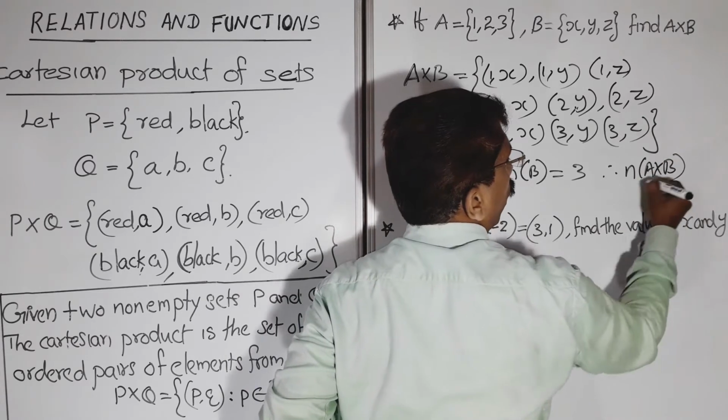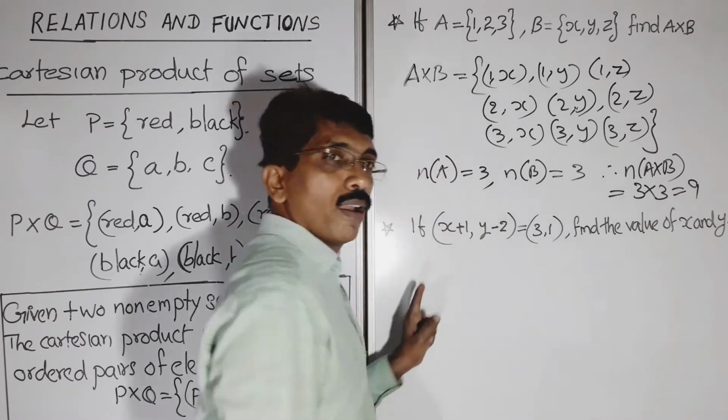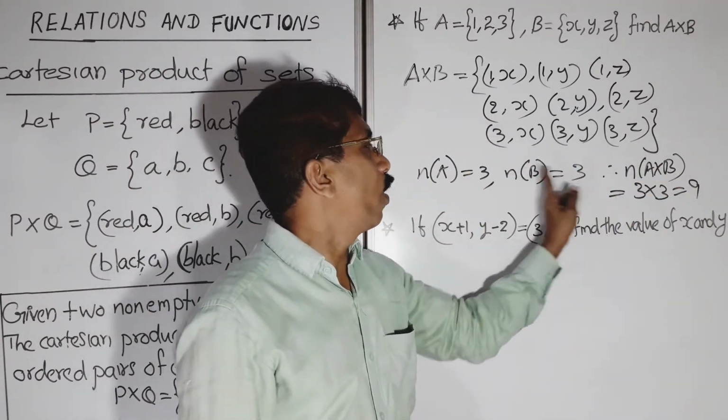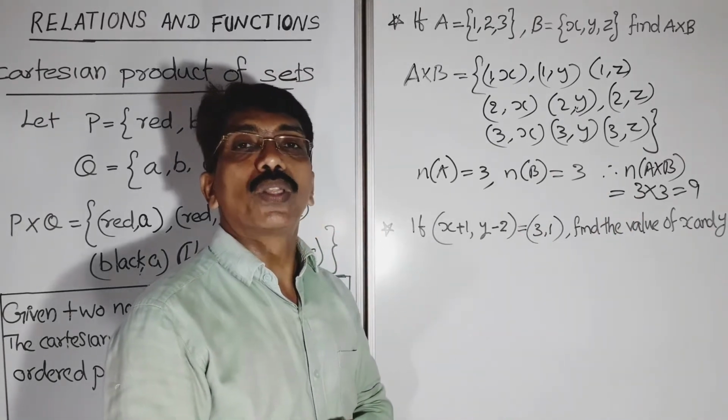n of A cross B is equal to 3 into 3. That is 9. Understand? n of A cross B is what? 3 into 3. n of A into n of B. So that is 3 into 3, 9.